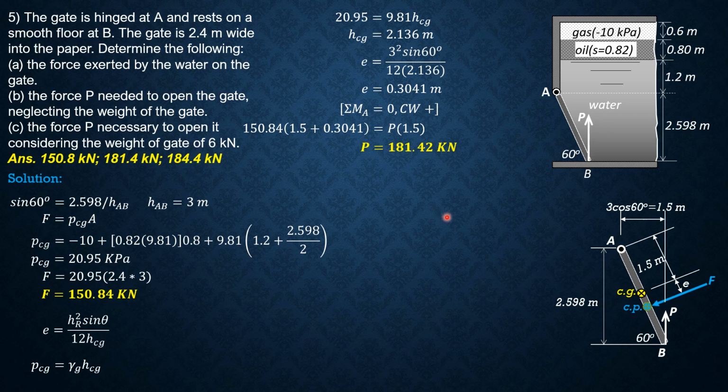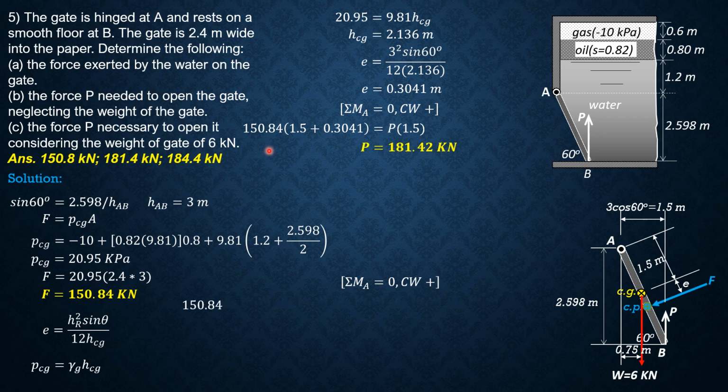So the third question is also very easy because we have set up the second equation. All we have to do is add the contribution of the weight of the gate, which in this case is clockwise. Since it acts at the centroid, it cuts the distance 1.5 into 0.75. So this distance is 0.75, or 1.5 cosine of 60 degrees is 0.75. So it's also clockwise.